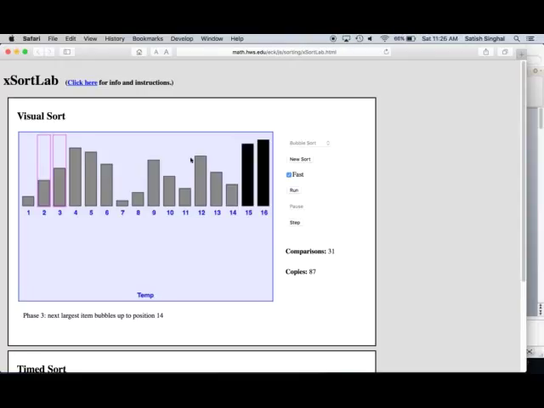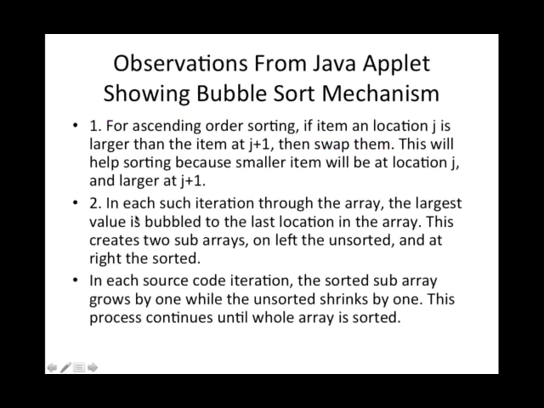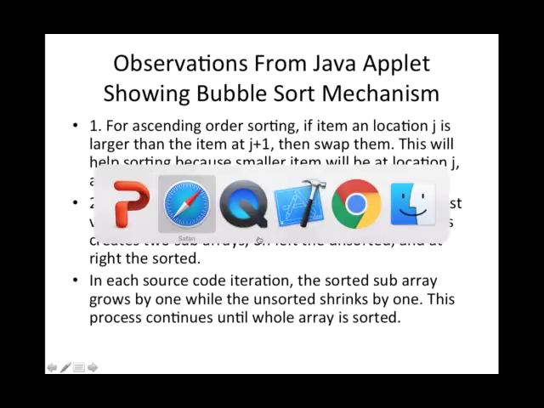So based on this Java applet, as you saw in the demo, these are the observations we can make. For ascending order sorting, if an item at location j is larger than the item at j plus 1, then swap them. You saw that if the item at the left was higher in value, it got swapped with the item to the right. And this will help sorting because the smaller item will be at location j and the larger at j plus 1. Now, in each such iteration through the array, the largest value is bubbled to the last location in the array. And this creates two subarrays: on the left, the unsorted, and on the right, the sorted. We saw that one right here.